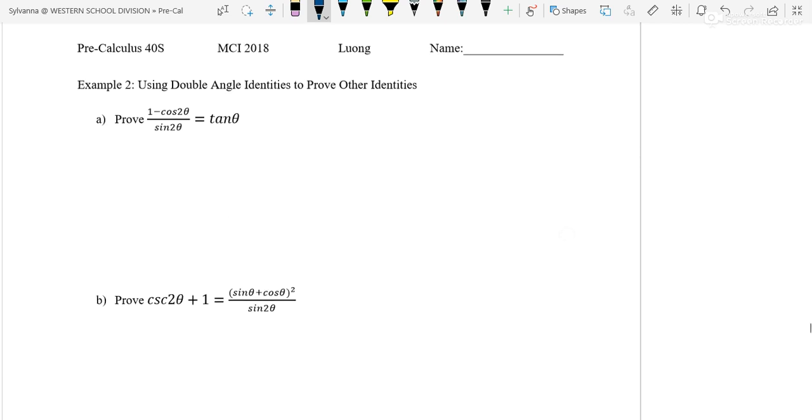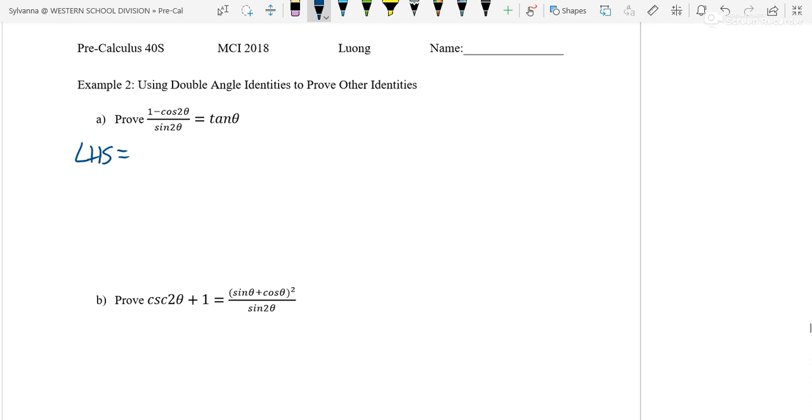Moving on to example 2. Now we're going to do some more proofs, but using the double angle identity here. We're going to take the left-hand side because that's the most complex looking. These ones are pretty obvious of where we need to start. We want to get rid of that cos 2 theta and sine 2 theta.